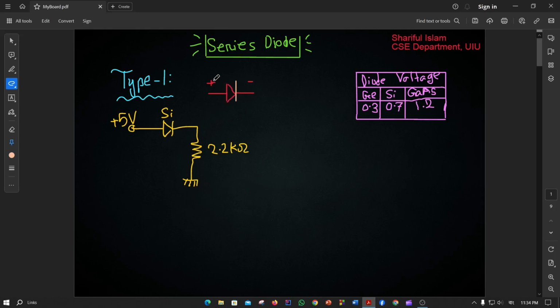This is a diode, and this is the positive terminal of the diode and this is the negative terminal of the diode. There are two types of diode: one is the ideal diode and the other is the practical diode. A practical diode has its own voltage. Suppose these are the practical diodes. This is germanium, this is silicon, and this is gallium arsenide. Germanium voltage is 0.3, silicon voltage is 0.7, and gallium arsenide is 1.2 volt.